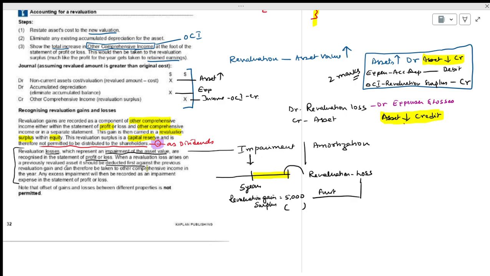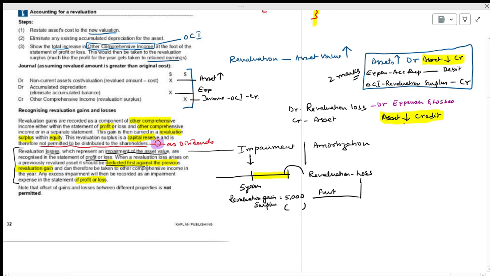What it says is, first deduct from the previous gain. It has to first deduct it from the previous gain, then you should show OCI. That is the first rule. Any excess impairment will be recorded as impairment in the profit and loss account.